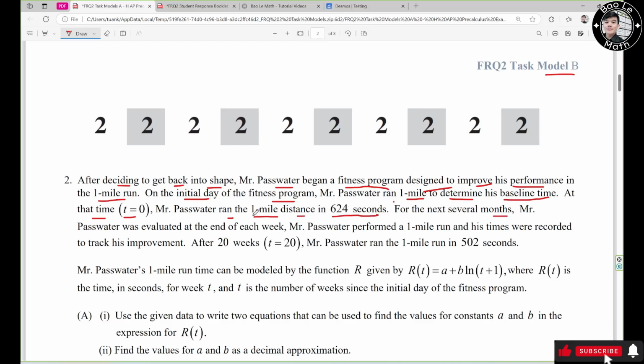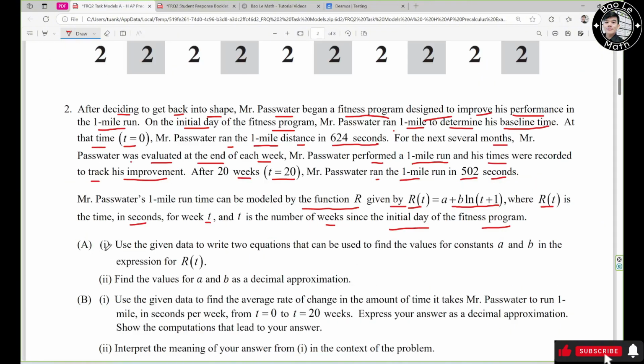For the next several months, Mr. Passwater was evaluated at the end of each week. Mr. Passwater performed a 1 mile run and his times were recorded to track his improvement. After 20 weeks, which means t equals 20, Mr. Passwater ran the 1 mile run in 5:02 seconds. Mr. Passwater's 1 mile run time can be modeled by the function R given by R(t) equals A plus B natural log of t plus 1, where R(t) is the time in seconds for week t, and t is the number of weeks since the initial day of the fitness program.